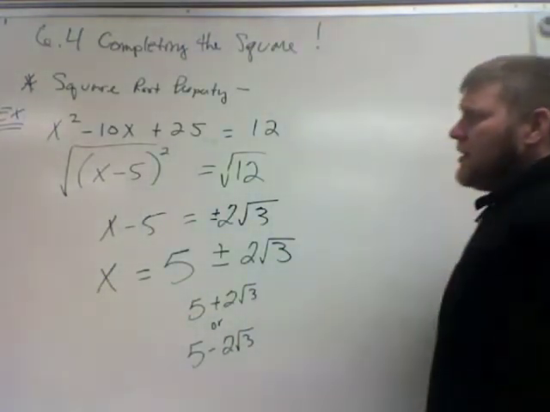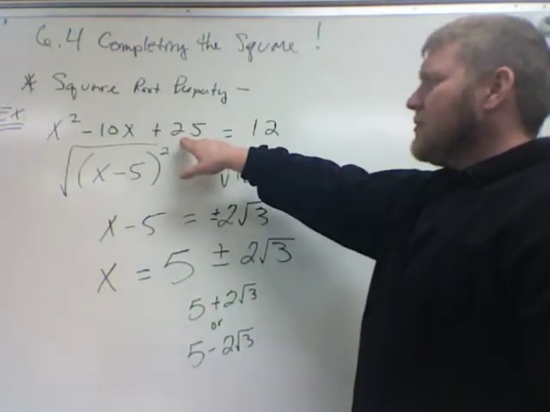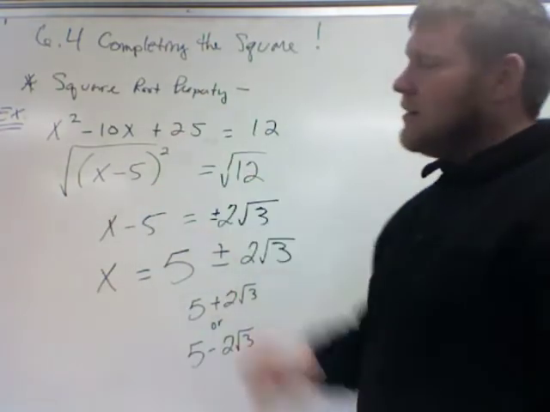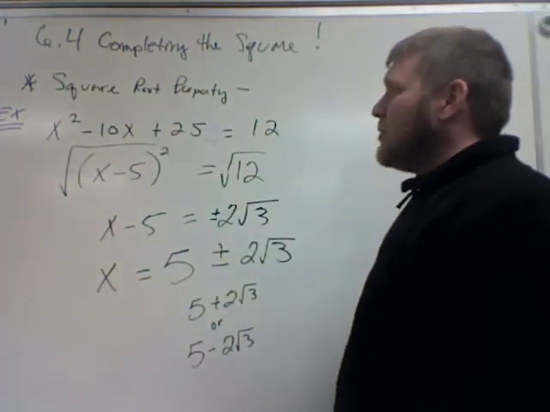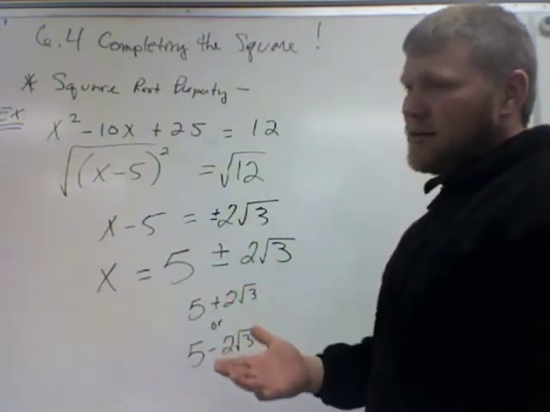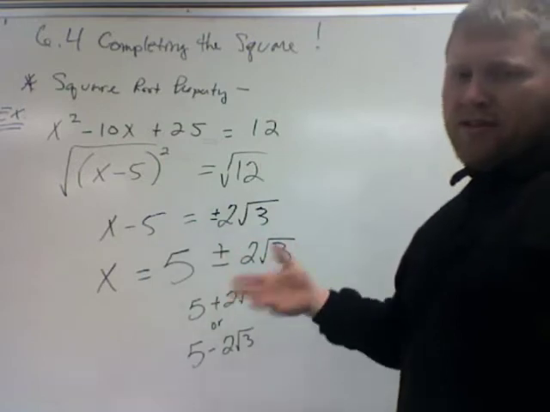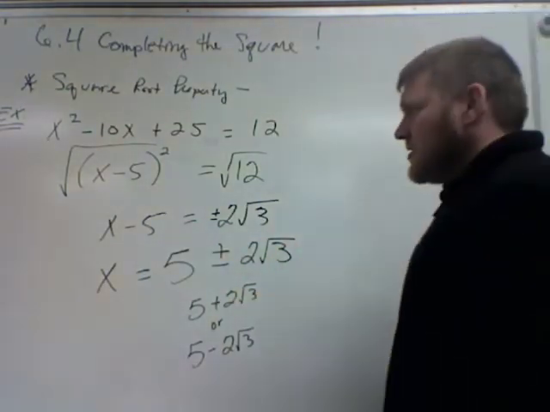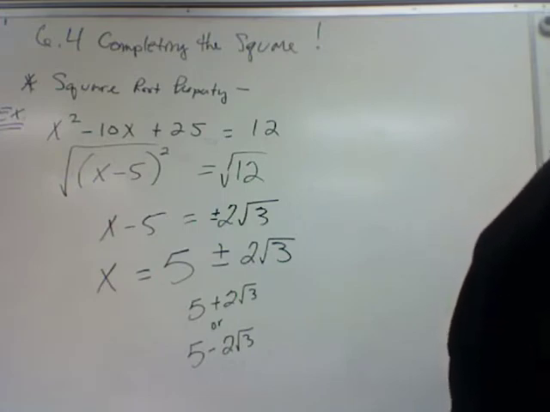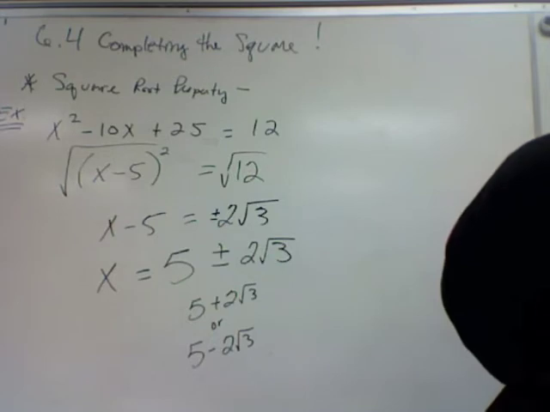All right. Well, obviously it's not always going to be the case where it's going to be easy for me to write this left side as a perfect square. So that's where completing the square comes in. If I can complete the square, then I can use the square root property to solve the problem. So let's see if we can find a problem where you need to complete the square.